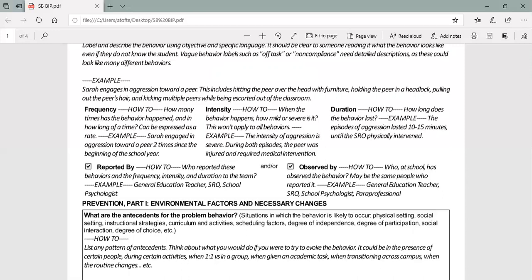Under reported by and observed by, this might be the same list of people. Who's reporting it? Who is telling the writer of the BIP all the above stuff? So how does whoever's writing the BIP know what the behavior looks like, how often it occurs, who it's reported by, and also who it is observed by?